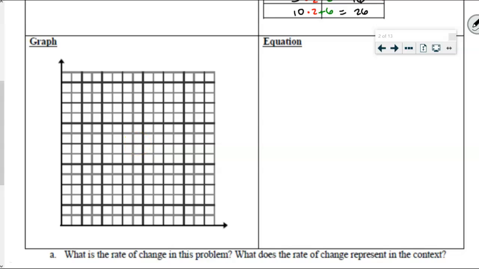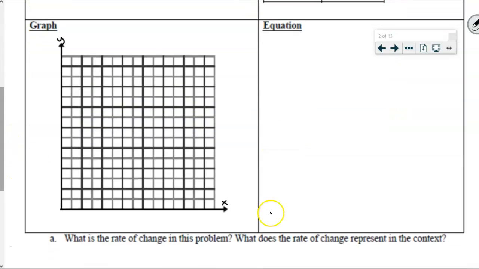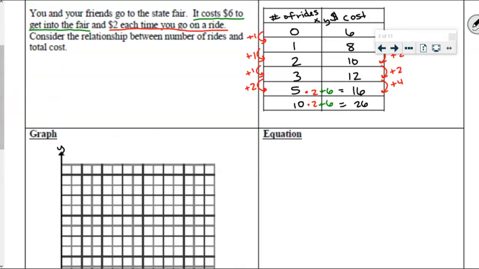Something I really want students to get in the habit of. Please understand that this is the x-axis and this is the y-axis, but I don't want to just see x and y labels. What is my x variable representing? Number of rides. So let's add that label to our x-axis. Don't just call it x, let's call it the number of rides axis. And the y-axis then isn't just going to have the variable y, it is also going to have the label of cost.